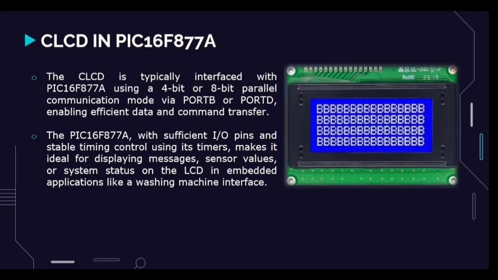CLCD in PIC16F877A. The CLCD is typically interfaced with the PIC16F877A using a 4-bit or 8-bit parallel communication mode through port B and port D, which enables efficient data and command transfer. The PIC16F877A, with sufficient input-output pins and stable timing control using its timers, makes it ideal for displaying messages, sensor values, or system status on the LCD in embedded applications like a washing machine interface.